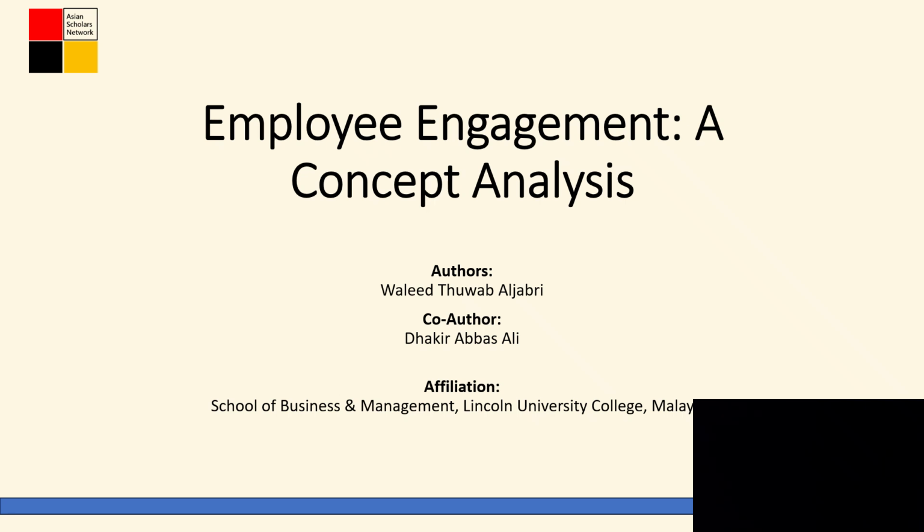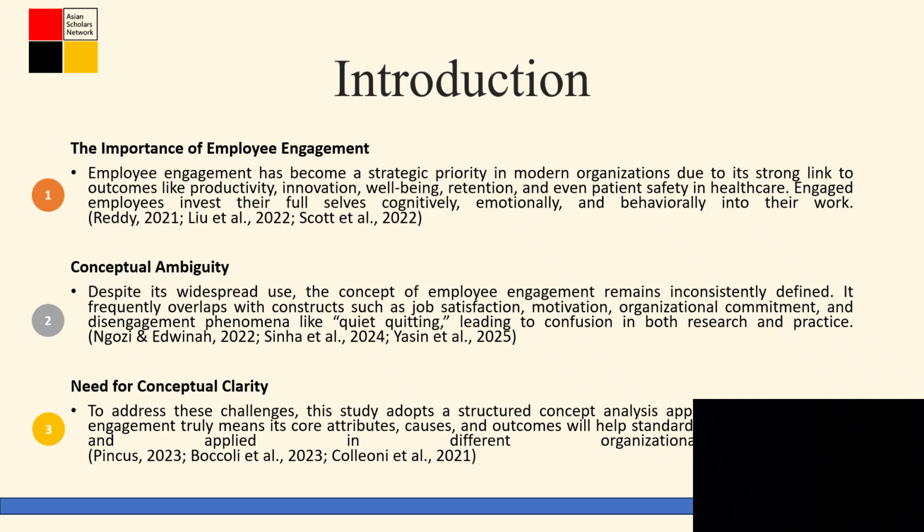Let's start with why employee engagement is important and why there is confusion around it. Employee engagement is now a strategic priority because it is linked with outcomes like productivity, innovation, well-being, retention, and even patient safety in healthcare. The challenge is that engagement is sometimes mixed with other concepts like job satisfaction, motivation, organizational commitment, and even terms like quiet quitting, so research findings can become inconsistent. So the goal here is conceptual clarity. If we define engagement well, its attributes, causes, and outcomes, then measurement and interventions become stronger and more consistent.